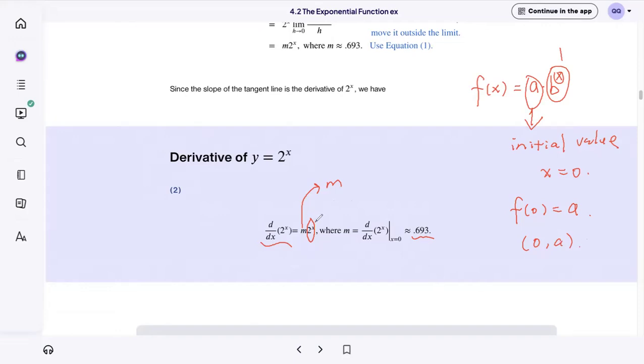So in this case, we can think that way, right? This m is just a scalar, it scales, which means it makes the 2 raised to x smaller or bigger. Right? If m is 2, it makes 2 raised to x twice as big. If m is half, it makes 2 raised to x half as big.